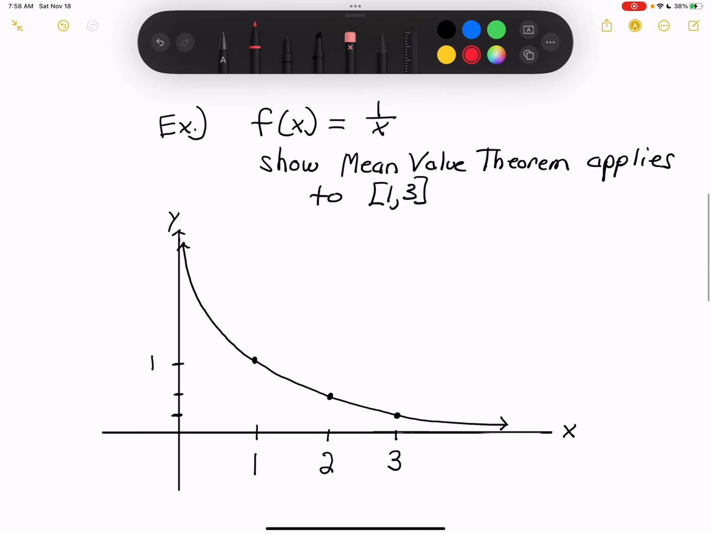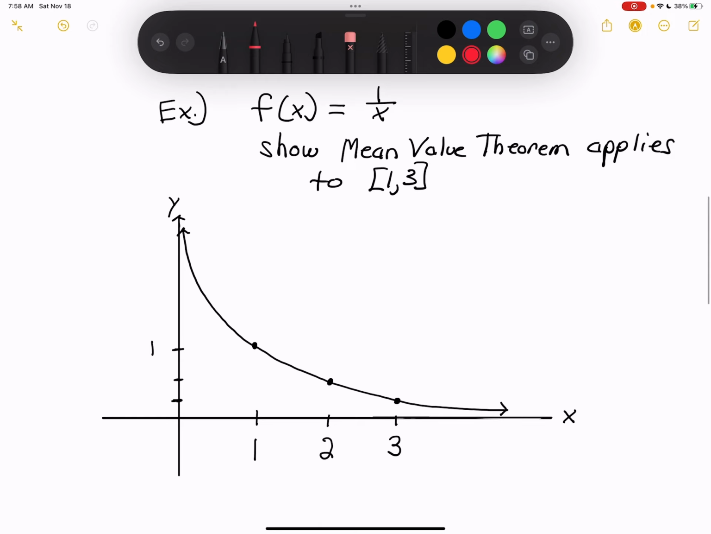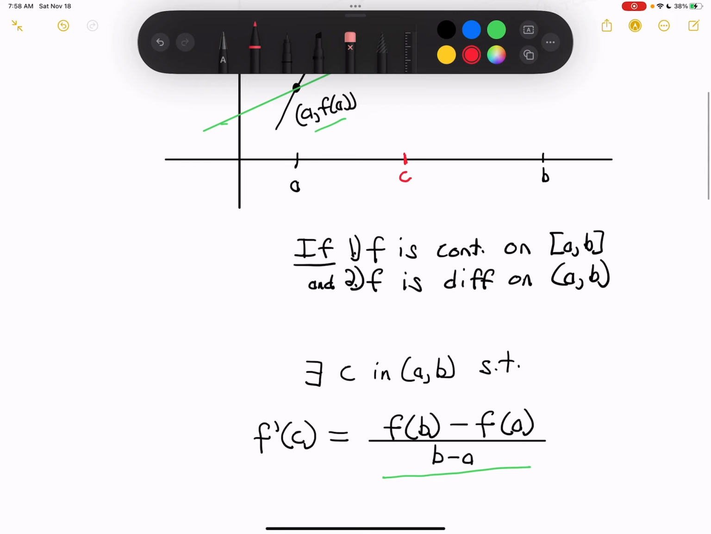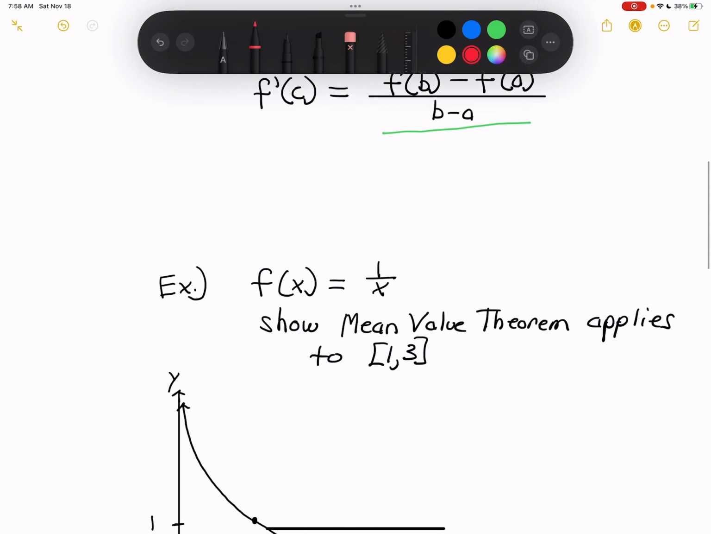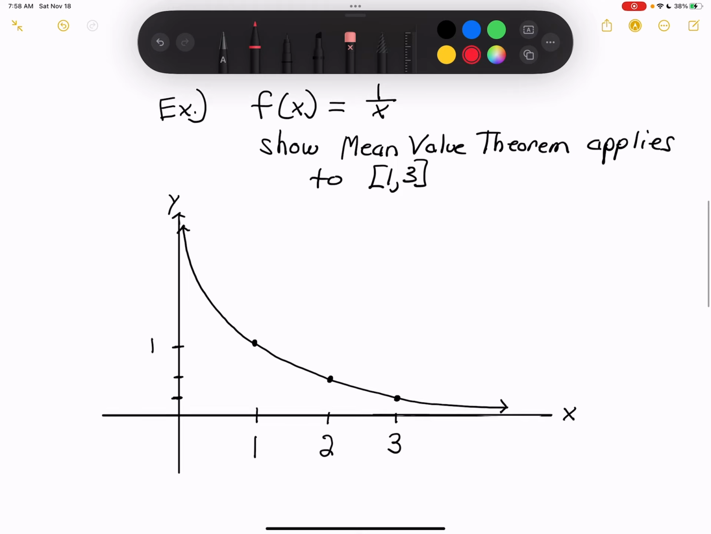So here's an example. We have a function f of x equals 1 over x. And I just want to show that the mean value theorem applies to the closed interval 1, 3. So we look up here. First condition, is f continuous on the closed interval, in this case from 1 to 3? And number 2, is f differentiable on the open interval, in this case 1 to 3?